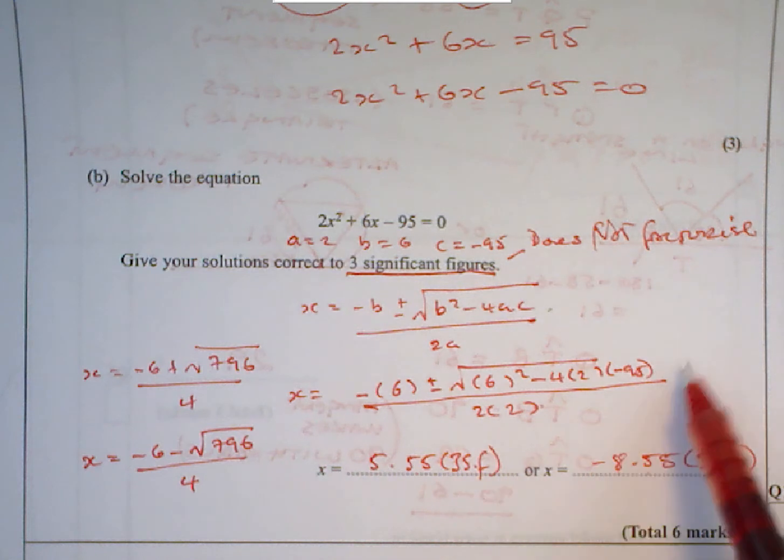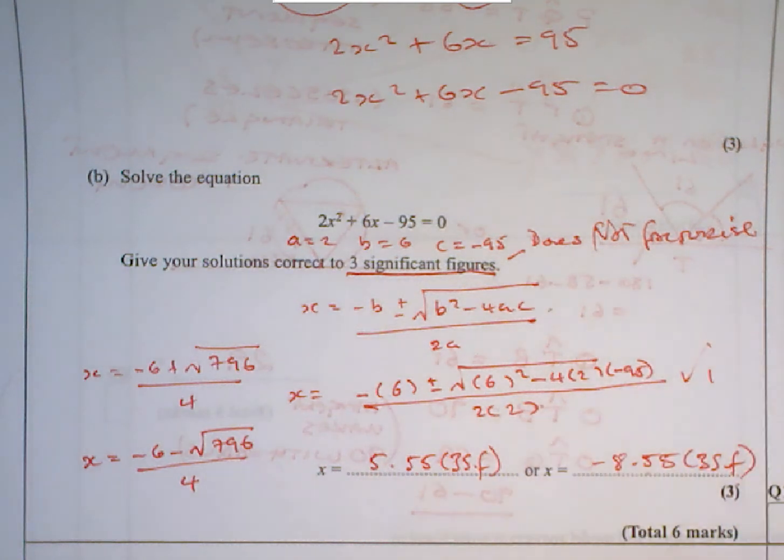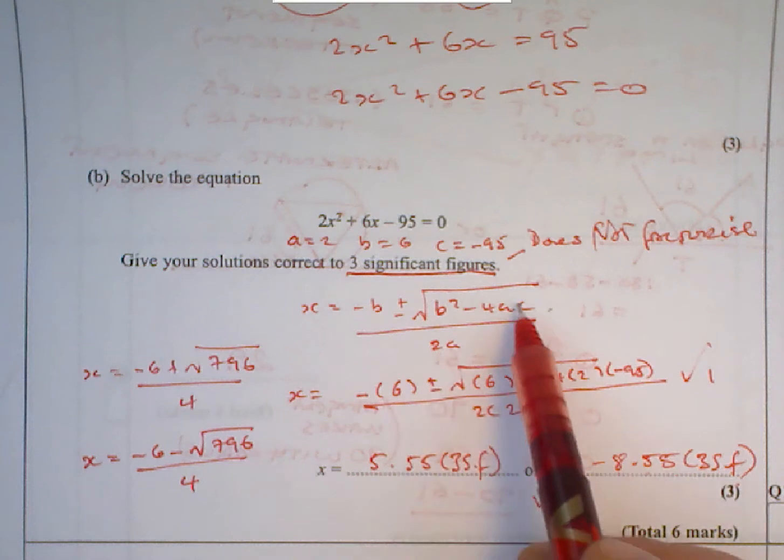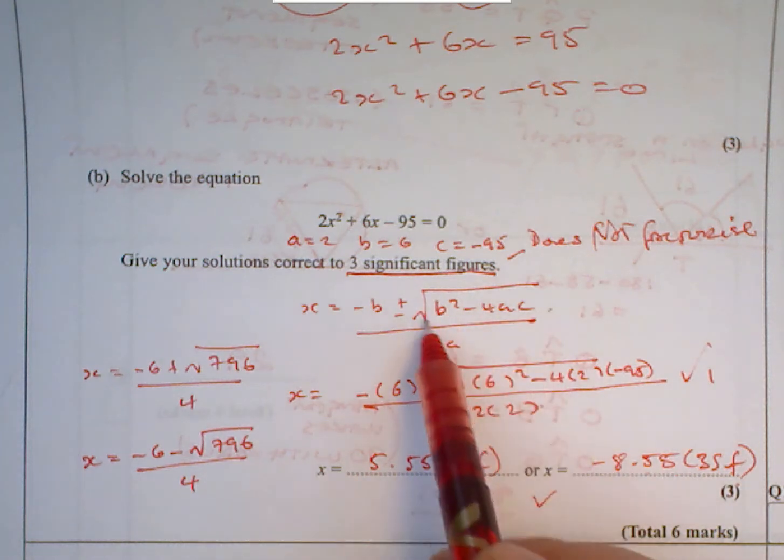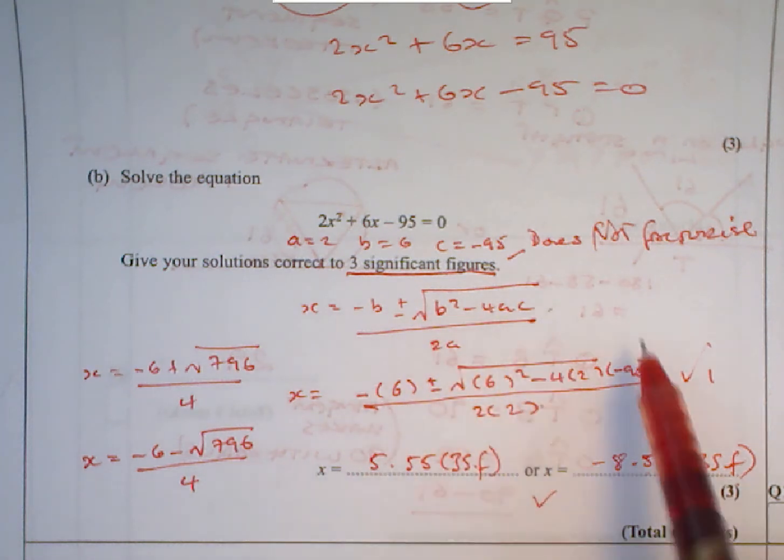Now this would give me 1 method mark, okay? Notice there are only 3 marks for this. Getting these correct answers is a method mark. But to get another method mark, you really need to show that you've calculated the stuff inside the square root sign, okay? And it's not difficult.